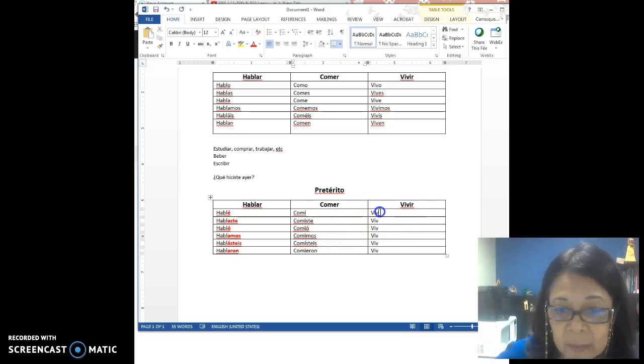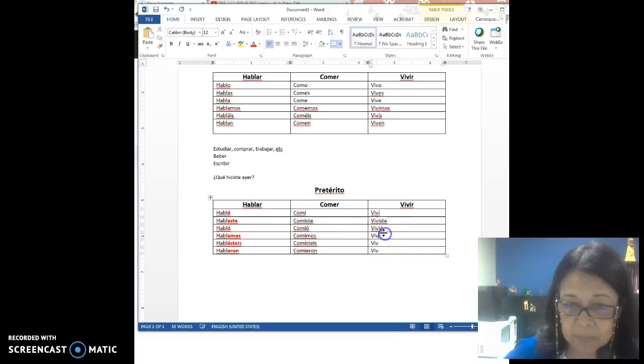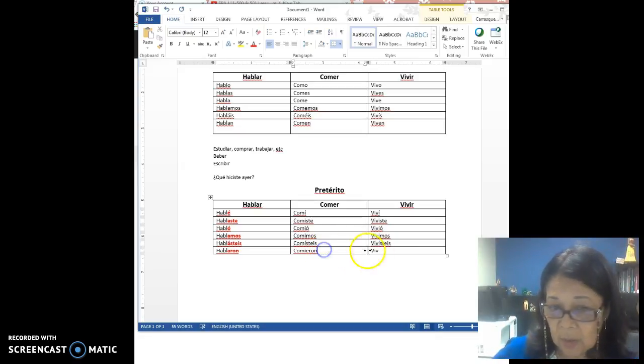Now, if you look at vivir, it's going to be yo viví, you guessed it, it's the same. Yo comí, yo viví. Tú comiste, tú viviste. Él comió, usted vivió. Nosotros comimos, nosotros vivimos. Vosotros comisteis, vosotros vivisteis. Y ellos comieron, ustedes vivieron. Okay? So notice that in the pretérito, all the endings are exactly the same.